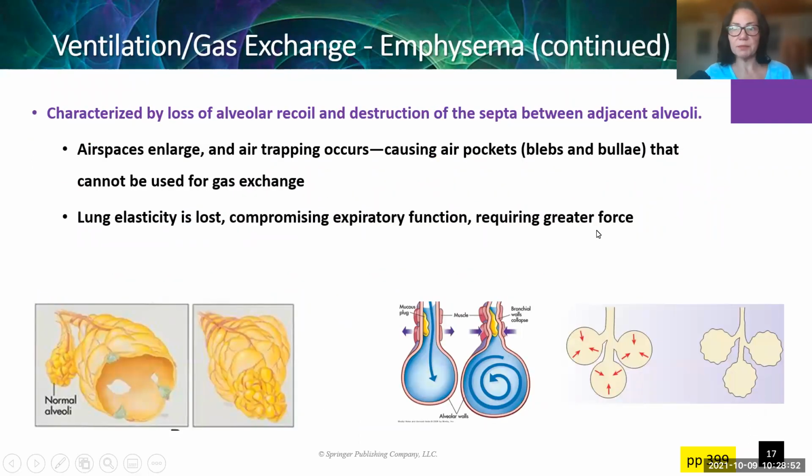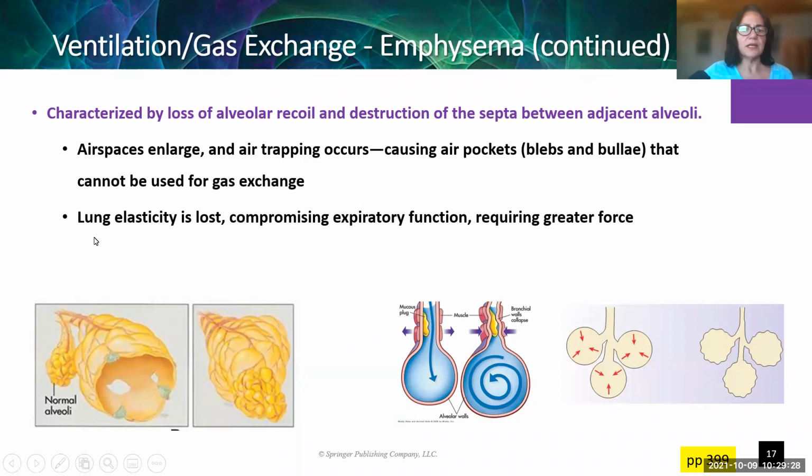All right, so what happens? What's the big deal? If you've got plenty of compliance, what's the problem with that? The problem is we end up with loss of this recoil. We can't deflate the alveoli very effectively, and we end up losing, we had said the alveoli were like clusters of grapes, the septa in between them. And all that surface area that was used for gas exchange is being lost. These air spaces enlarge. We end up with air trapping. I'll talk about that in just a second.